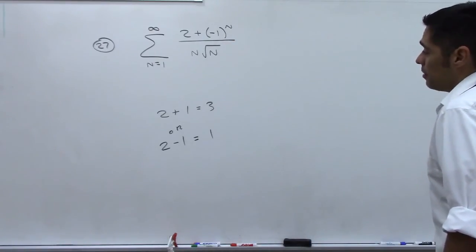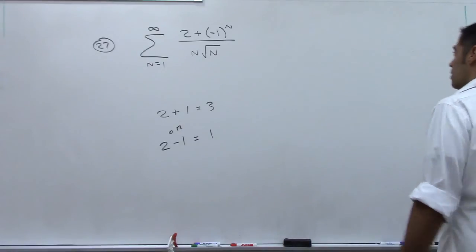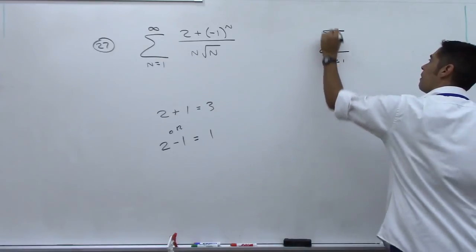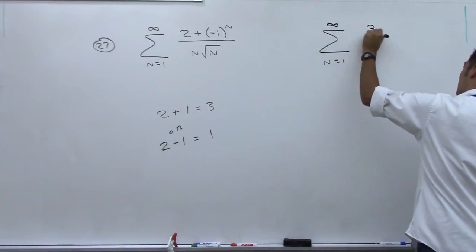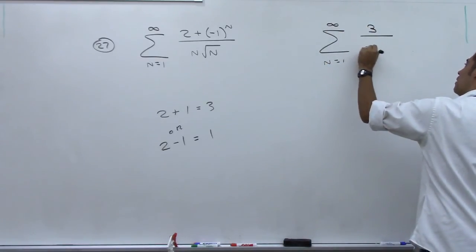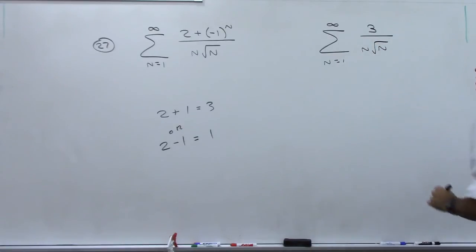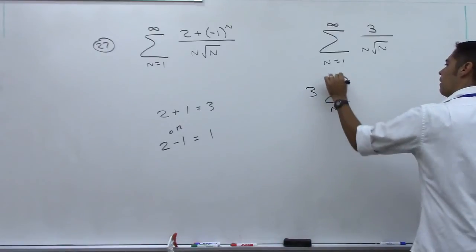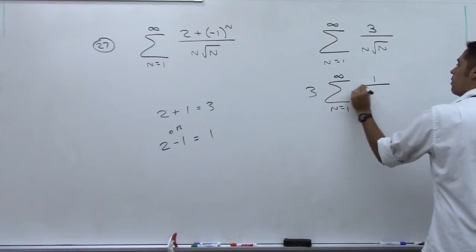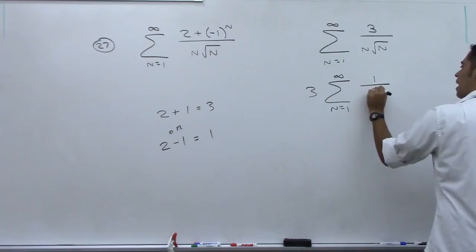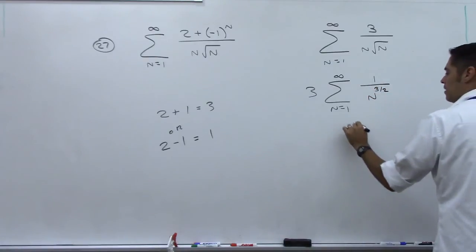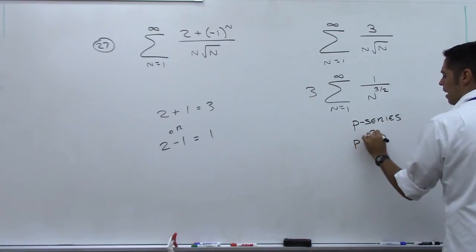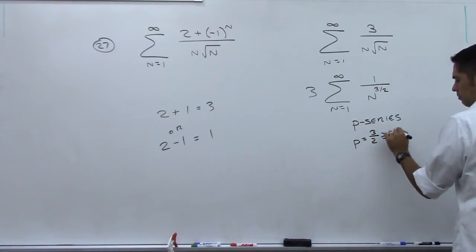So I'm going to try and compare it to something. So I'm thinking like worst case scenario here is that we've got something like this. Like a 3 on top and then n root n. And then that's really just, I can pull the 3 out. 1 over, and then this is really n to the 3 halves. And that's a p series. P is 3 halves, which is bigger than 1.